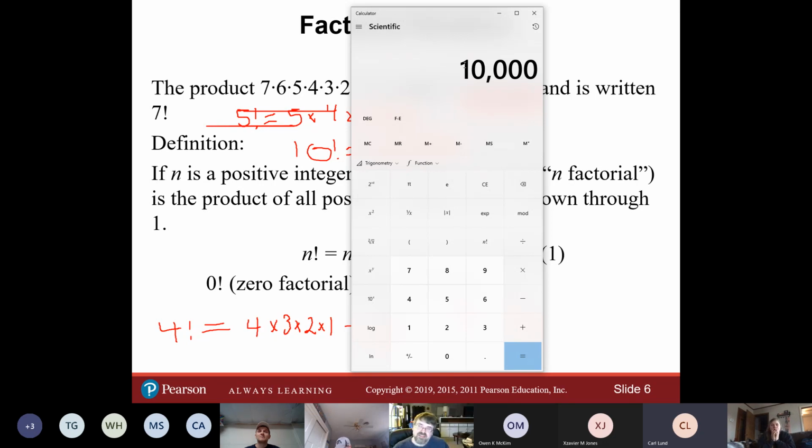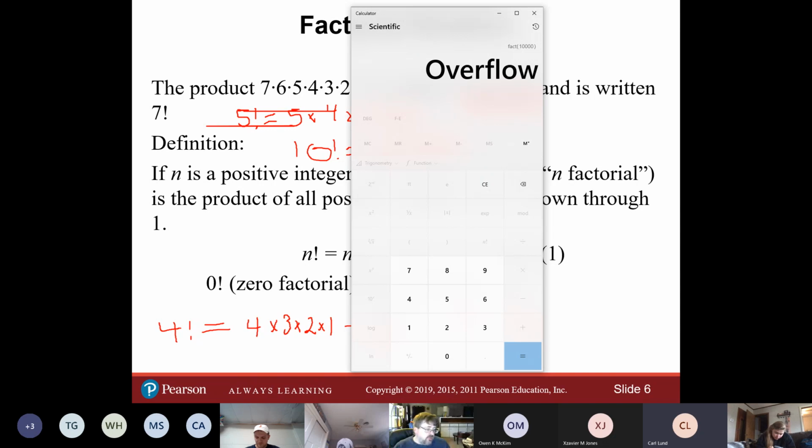So we can do a 10,000 factorial. We get an error. The error you're going to see on your calculator for this is called an overflow error. How large it is just depends on the type of processor that your calculator has, how much memory your calculator has, things like that.